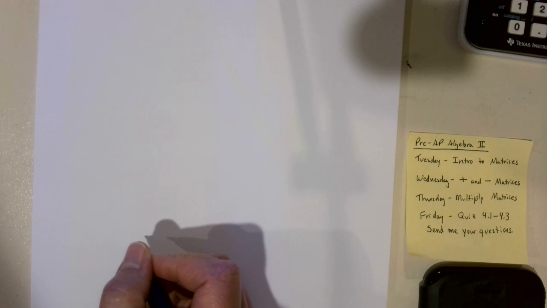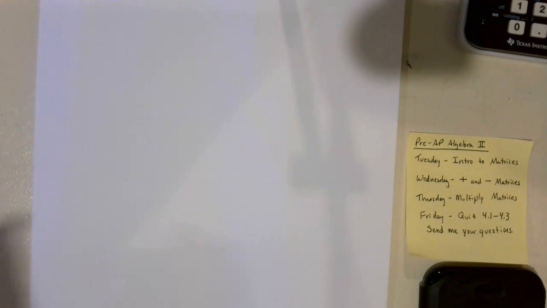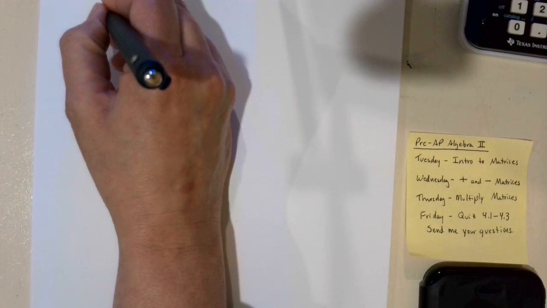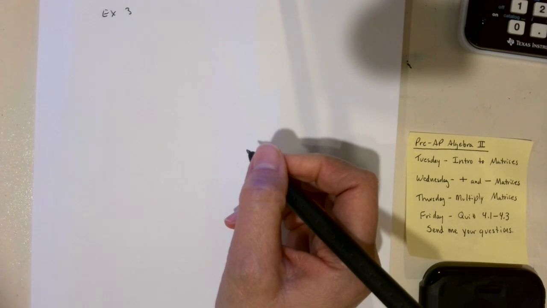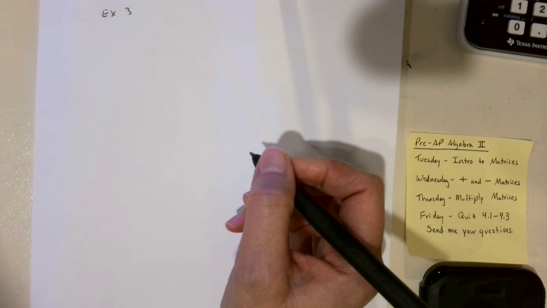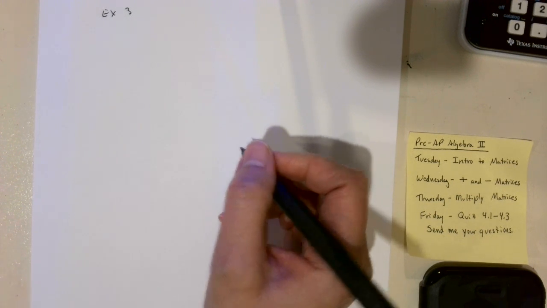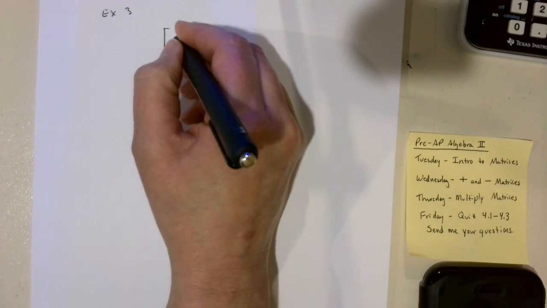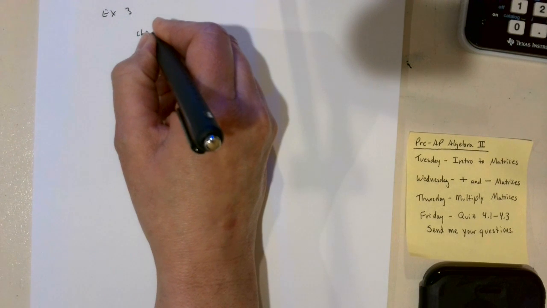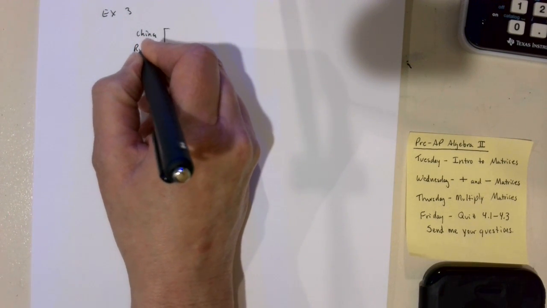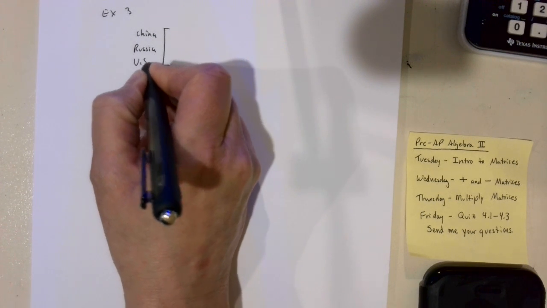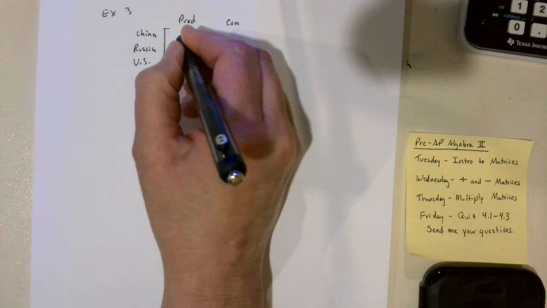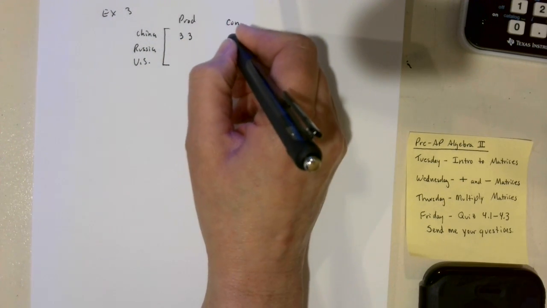And if you notice example 3 on page 165, we have energy production, and we have China, Russia, and the United States, and it's a bar graph. And they were able to take the information from the bar graph and turn it into a matrix. They have words out beside each row of the matrix, as well as above each column. And that's just to kind of explain what the numbers mean.